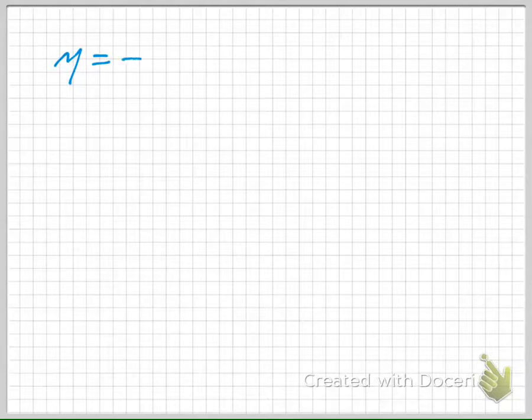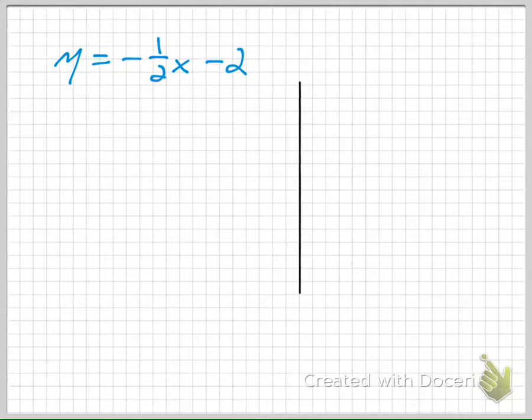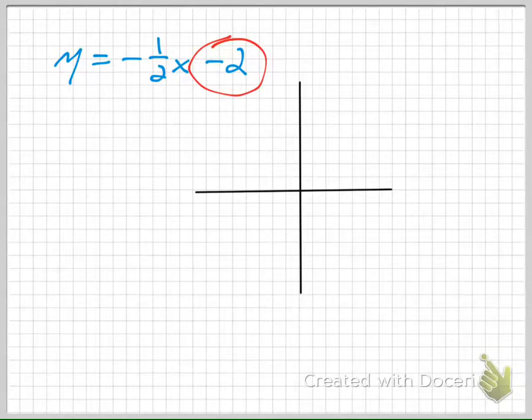Y equals negative 1/2 x minus 2. Here we go. I'm going to put my coordinate plane here, and I'm going to show you how fast this is. Okay, you ready? Here's the deal. We know that this thing crosses the y-axis where? At negative 2. That means it's going to cross right here. One of the points is (0, negative 2). It crosses at negative 2.